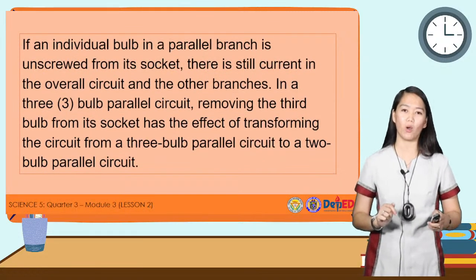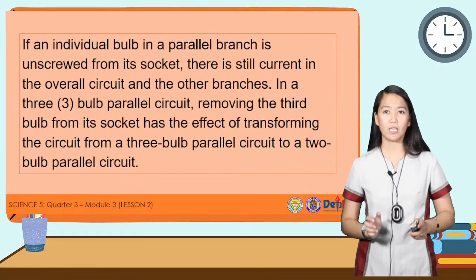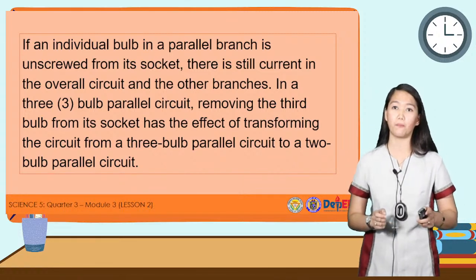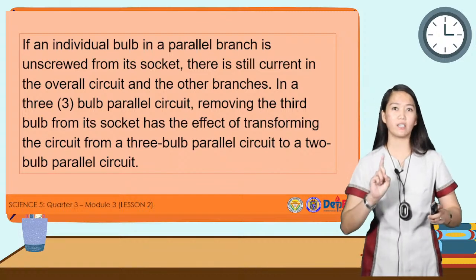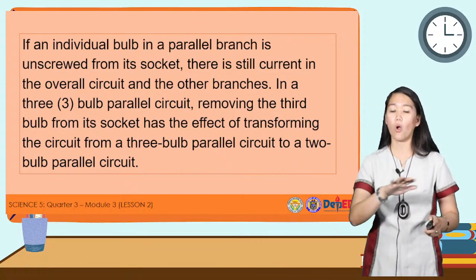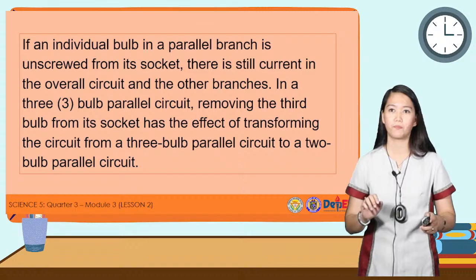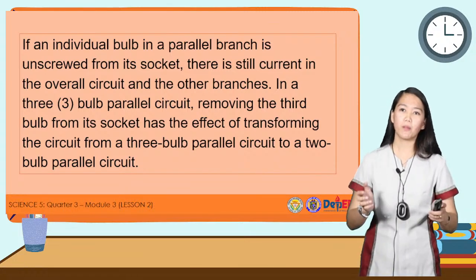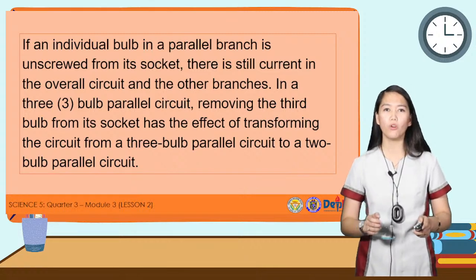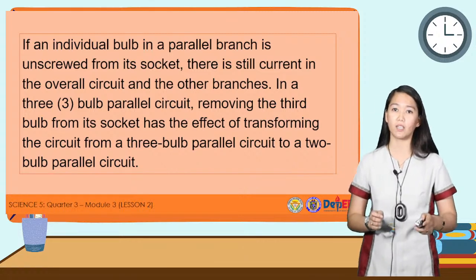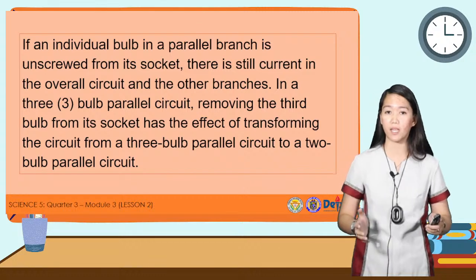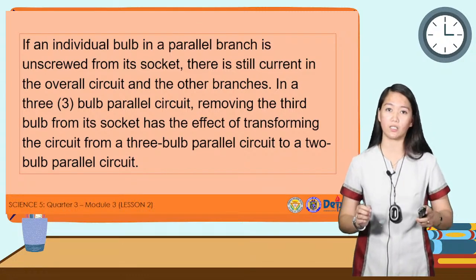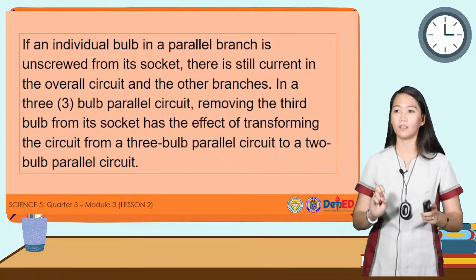Okay, so moving on. If an individual bulb in a parallel branch is unscrewed from its socket, there is still current in the overall circuit and the other branches. In the 3-bulb parallel circuit, removing the third bulb from its socket has the effect of transforming the circuit from a 3-bulb parallel circuit to a 2-bulb parallel circuit.